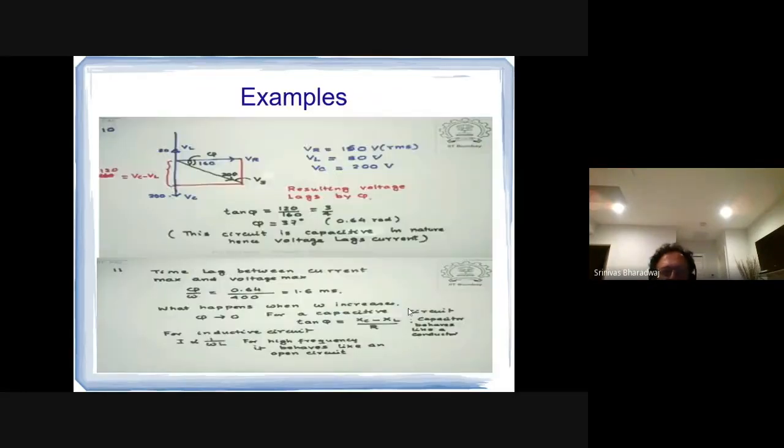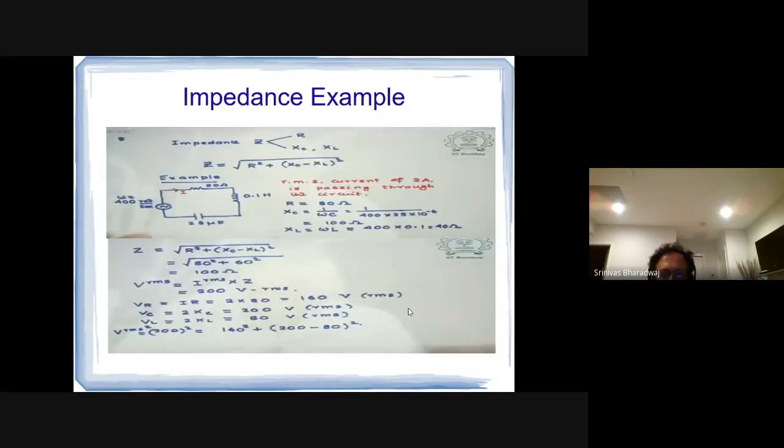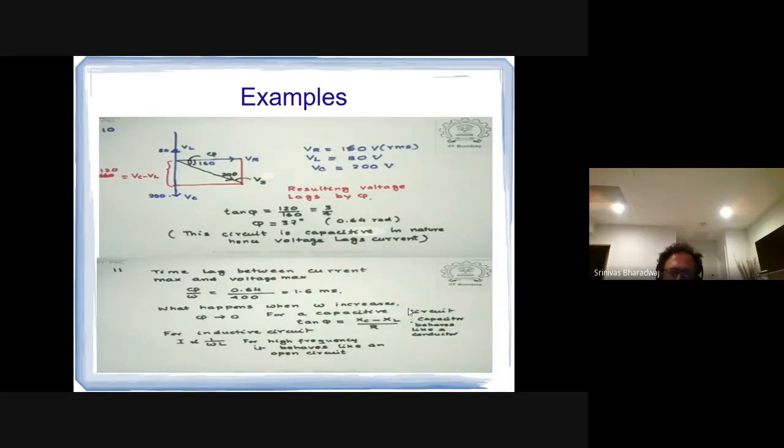Okay. So, and the tan of the angle in this case is XL minus XC over R, right? You end up with the other one, 200 minus 80, and the R is 160, right? So you have 120 by 160, 3 by 4, and take tan inverse of 3 by 4, it is 37 degrees.